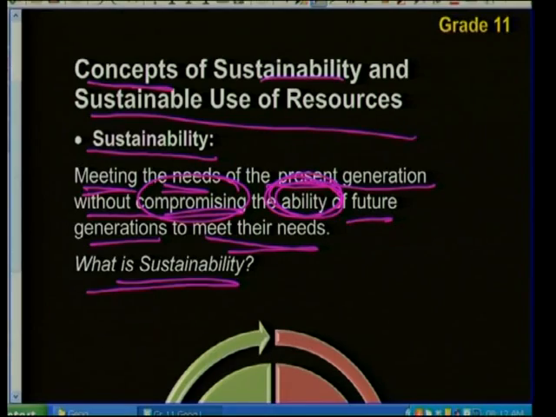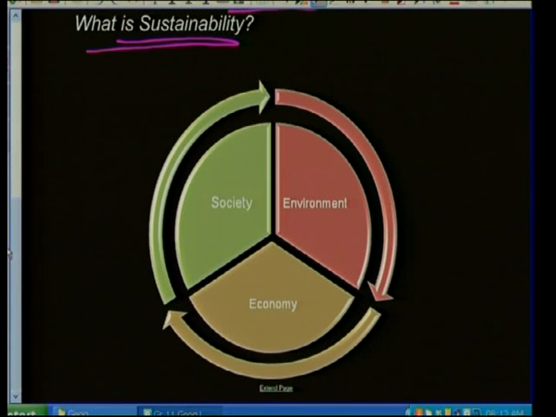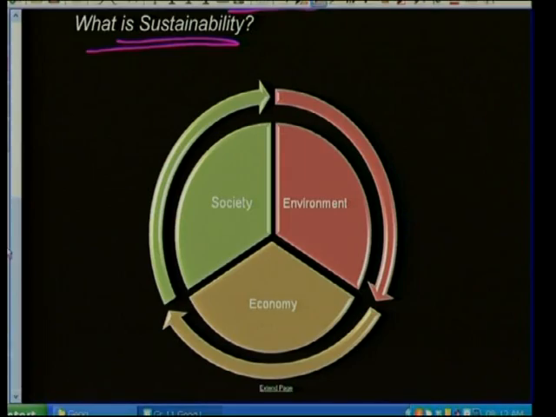Simply put, what is sustainability? I've chosen to draw a specific diagram to help you explain and understand better what sustainability is all about. When we're looking at sustainability, there are three aspects that you need to understand. The one is society. And simply put, this means people. The next is the environment. The environment is where the resources are located.